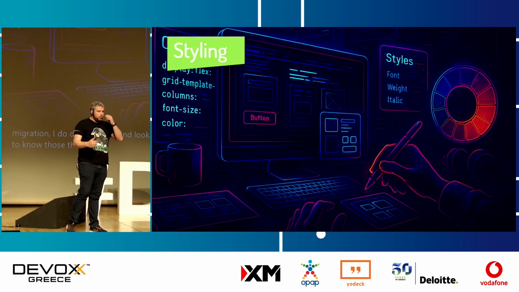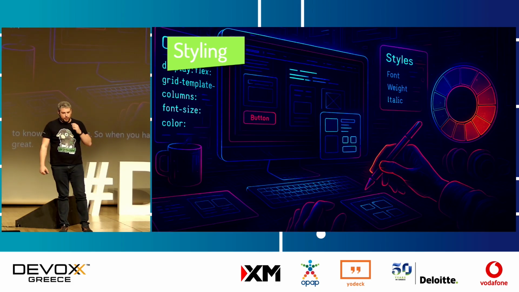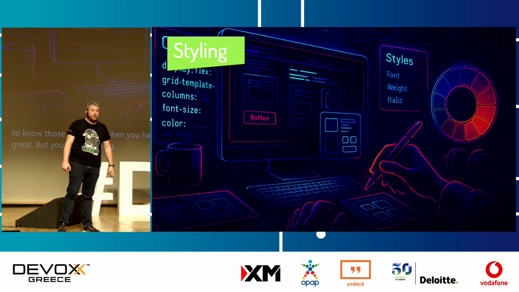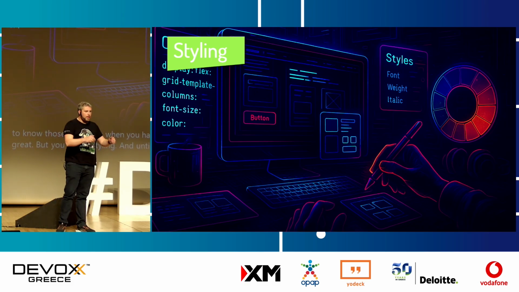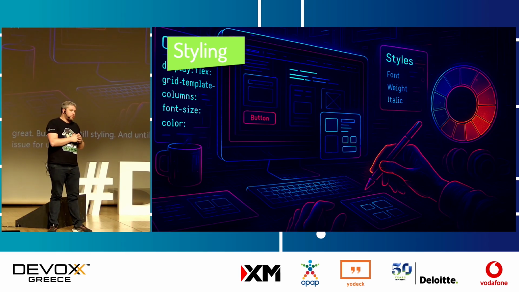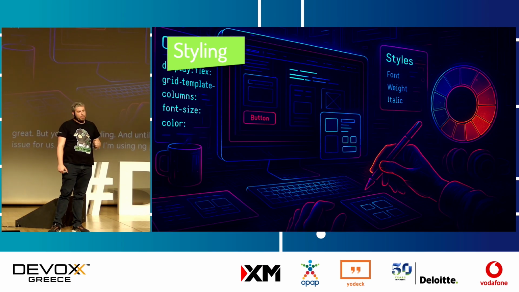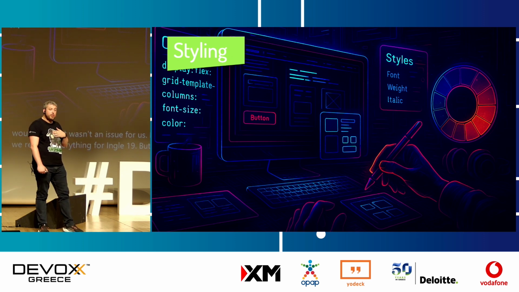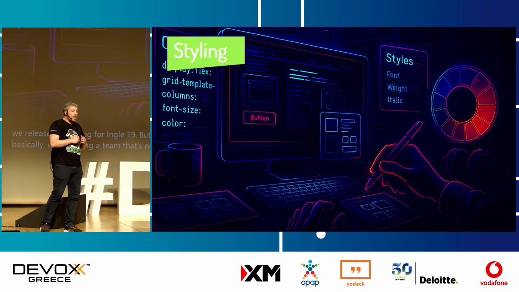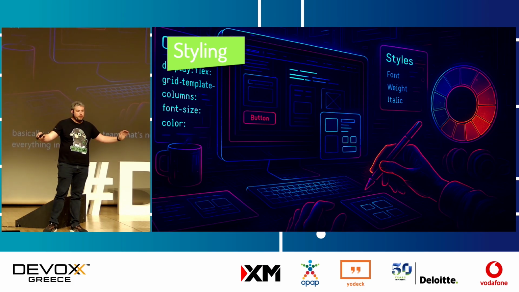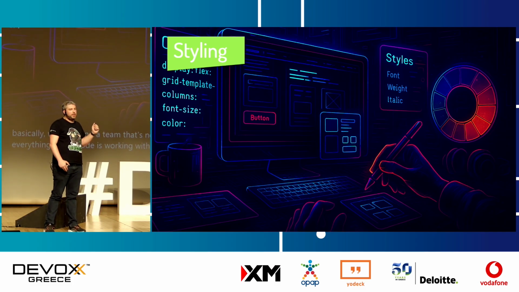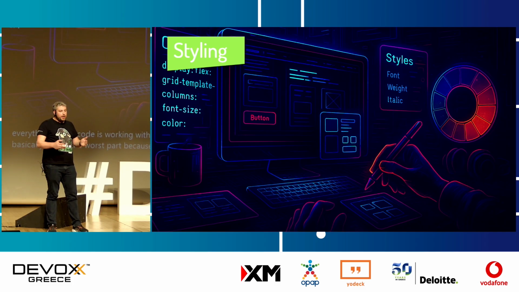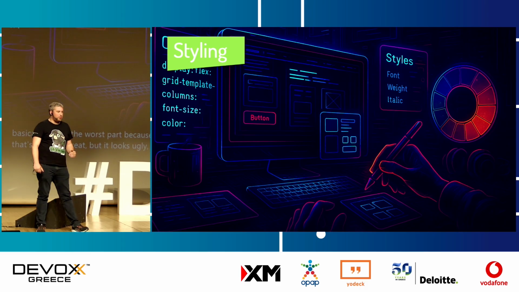So when you have all that, you might say, okay, I'm great, but you're still styling. And until Angular 19, I would say that wasn't an issue for us. But as I say, I'm using PrimeNG, and we released everything for Angular 19, but not for all the themes we use. Basically, we are using a theme that's not yet supported with Angular 19. So everything in the code is working with Angular 19 except the CSS. And that's the worst part, because you might have an application that's running great, but it looks really ugly, so nobody wants to use it.